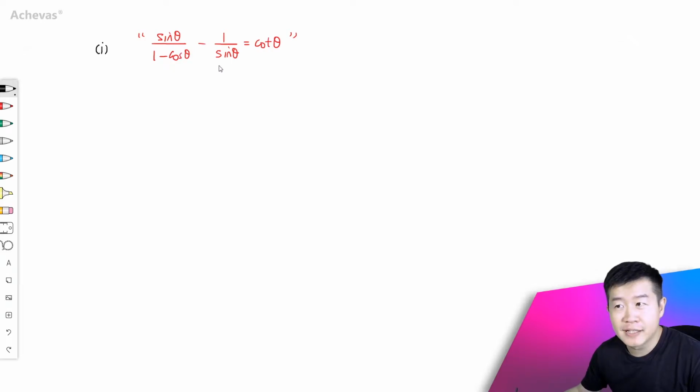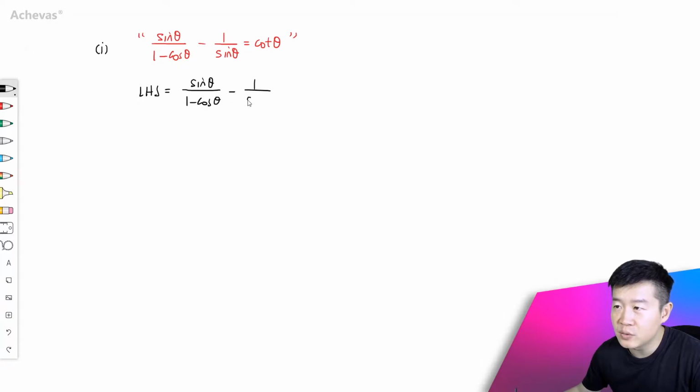To prove this identity, let's start with the left-hand side. So what we are going to be working on is trying to show that sine theta over 1 minus cosine theta minus 1 over sine theta can be re-expressed as cotangent theta.